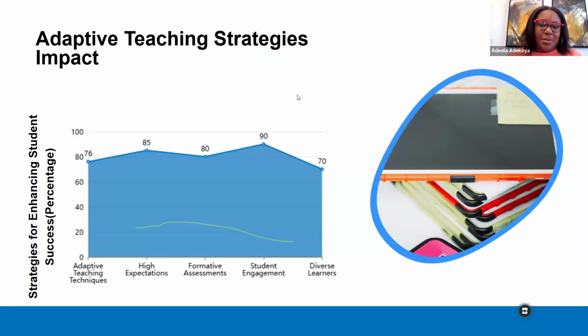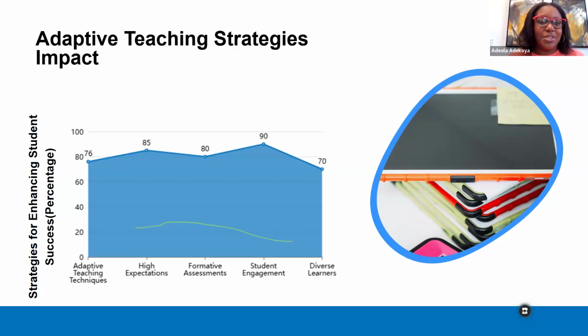So here we are showing the different elements of adaptive teaching and how it can increase engagement in the classroom. So we've got adaptive teaching techniques. It has high expectations. You're making sure that you're using formative assessments, which are assessments that you're doing on the spot, while teaching, ongoing assessments. You've got student engagement. That is, all the students are interested and invested in the learning.